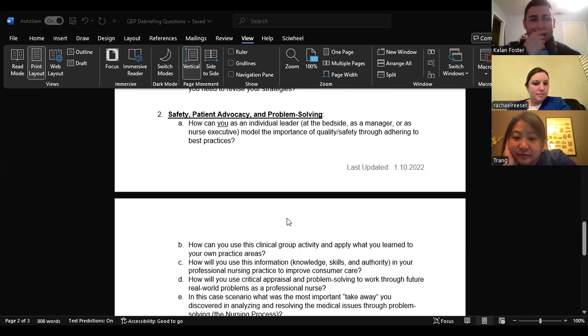Okay. As far as safety, patient advocacy, and problem solving, this one says, how can you, as an individual leader at the bedside, as a manager, or as a nurse executive, model the importance of quality and safety through adhering to best practices?